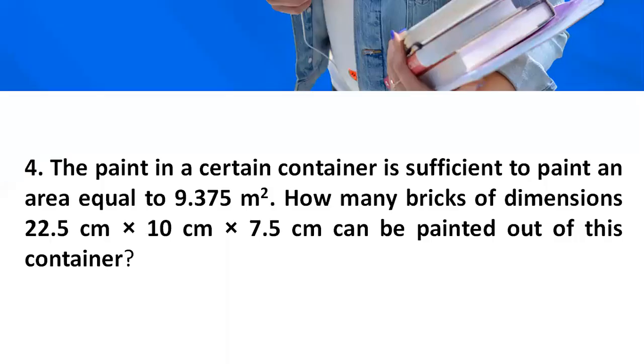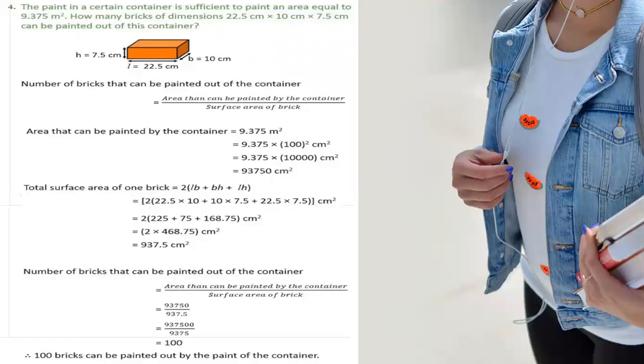Now coming to the fourth problem. The paint in a certain container is sufficient to paint an area equal to 9.375 meters square. How many bricks of dimensions 22.5 centimeters into 10 centimeters into 7.5 centimeters can be painted out of this container? So here we are given the dimensions of the brick. It is clearly a cuboid, since the length is 22.5 centimeters, breadth is 10 centimeters, and height is 7.5 centimeters.